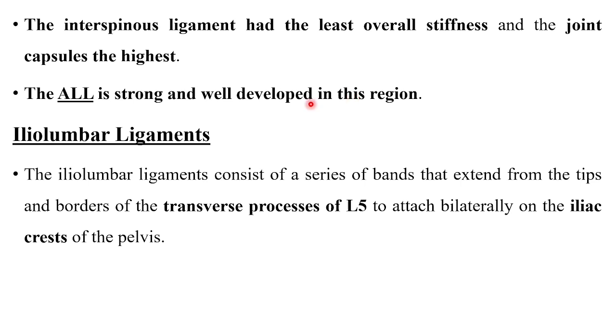So coming to the specific ligament that is present in the lumbar region, that is the iliolumbar ligament. The iliolumbar ligament consists of a series of bands that extends from the tips and borders of the transverse process of L5 to attach bilaterally on the iliac crest of the pelvis. So it starts from the transverse process of L5 and attaches bilaterally over the iliac crests of the pelvic bone.